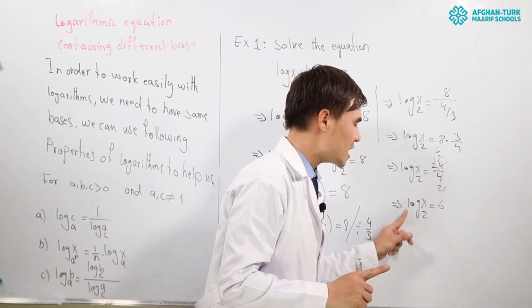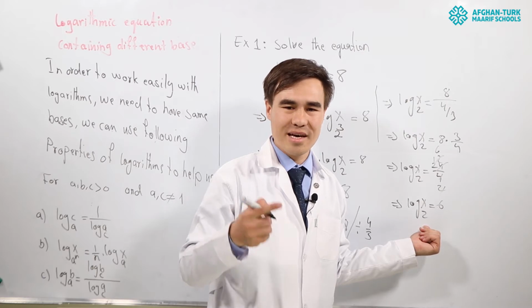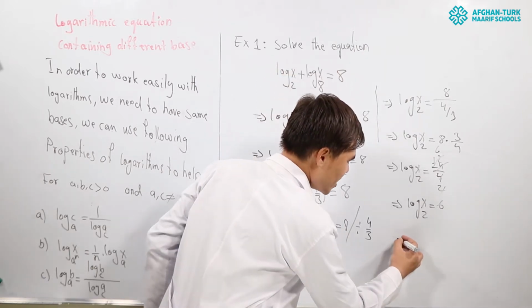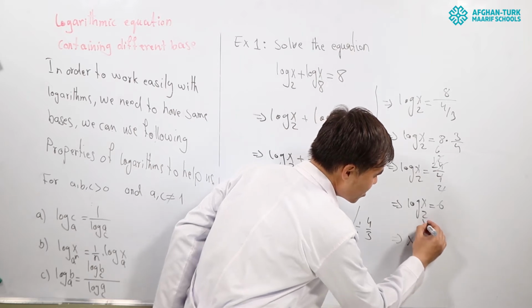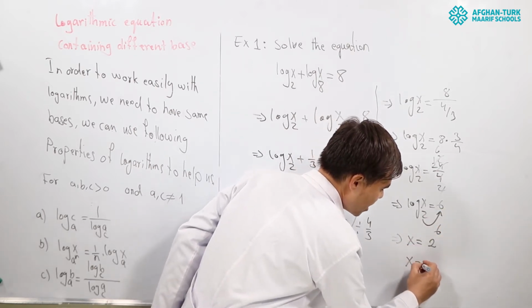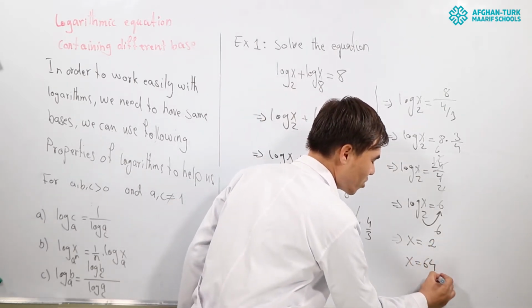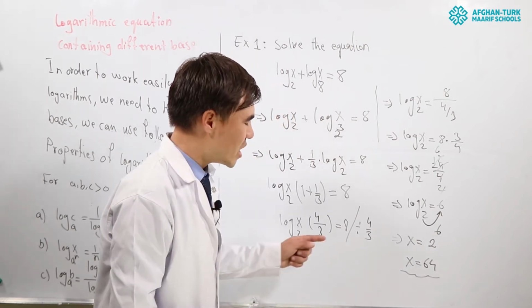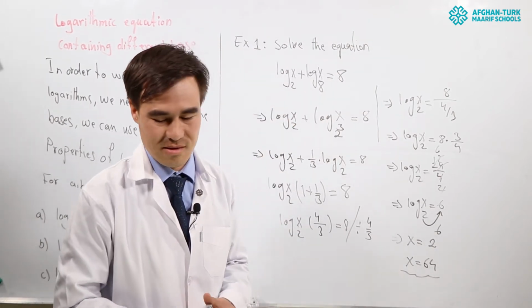To find x here, we must change this logarithmic expression into an exponential expression, as we studied in the first video. Here, x will be 2 to the power of 6, which is 64. Dear students, we will check another example, or more than one, in the next part.